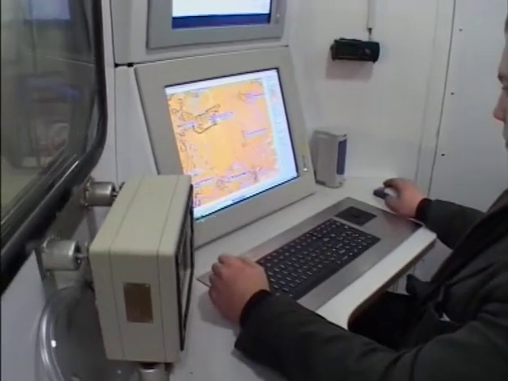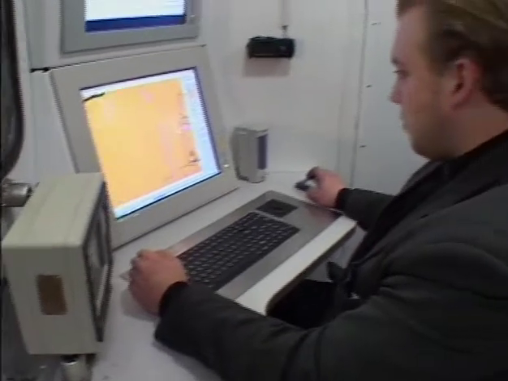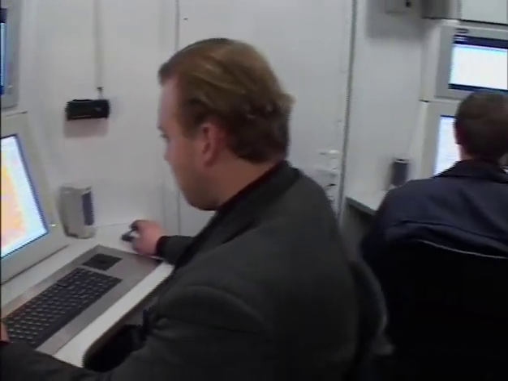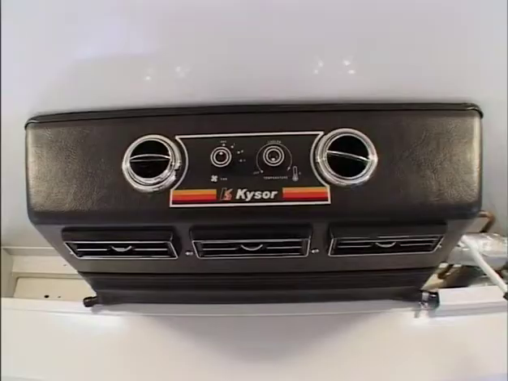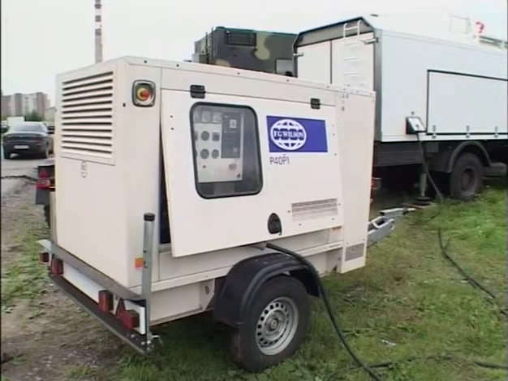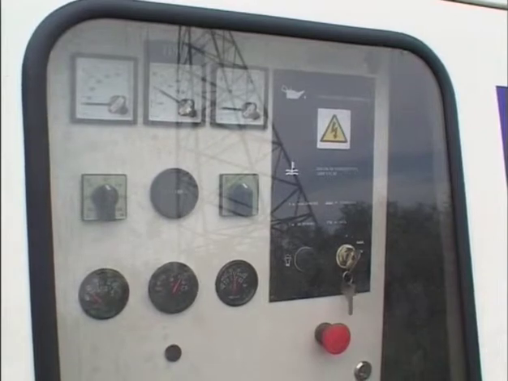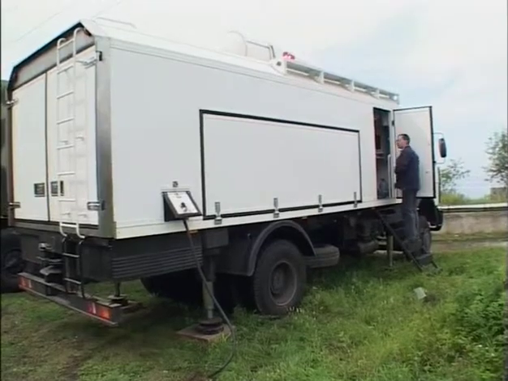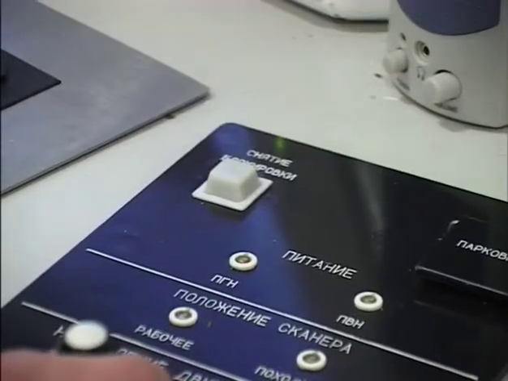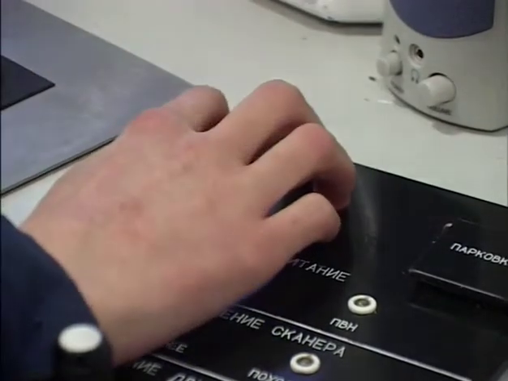In order to provide comfortable working conditions for the mobile LiDAR complex operators, an inner climate control system is integrated into it. The fact, as well as individual power supply, makes the complex completely self-sufficient. One can also note that it is also a highly automized system.